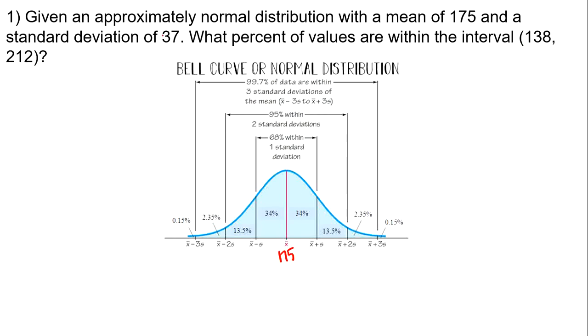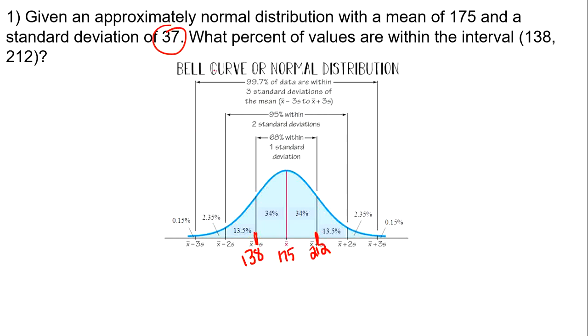So if we have a standard deviation of 37, let's add 1 standard deviation, so 175 plus 37. That means that 212 would be right here. Well, that was one of my numbers, so I'm going to stop there. And then if we take 175 minus 37, we get 138. So from here to here was the interval that they're describing, and we found it just by simply adding and subtracting that standard deviation from that mean.